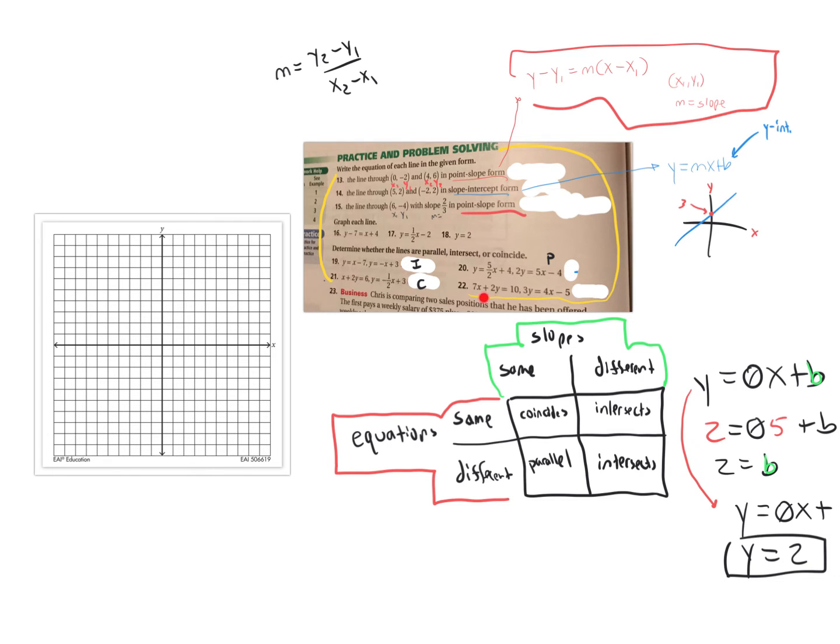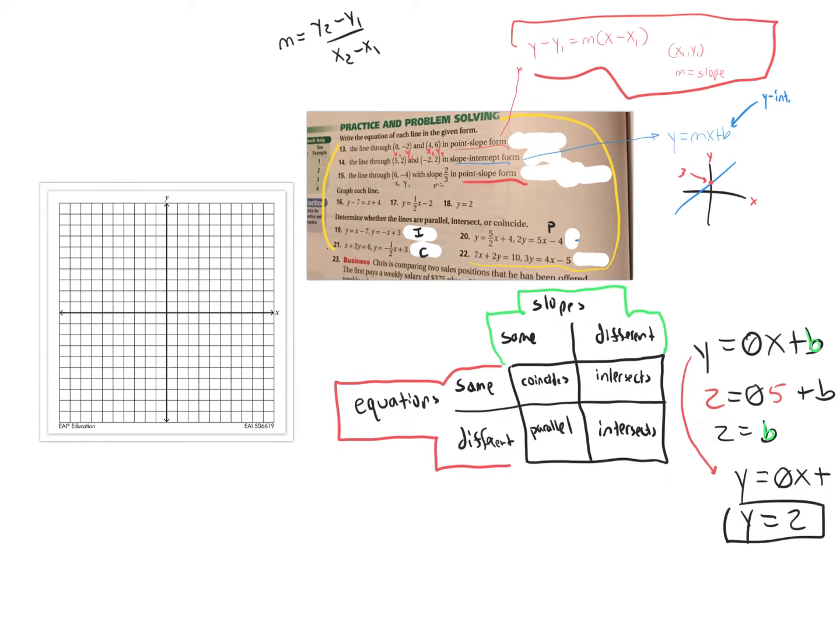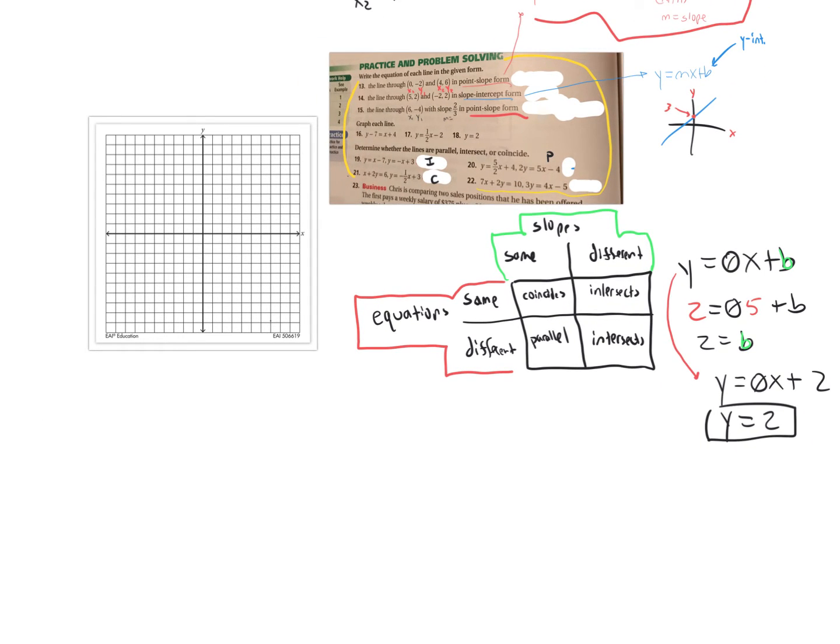Okay, looking at problem number 22, 7x plus 2y equals 10 and 3y equals 4x minus 5. So I would say let's put them both in slope-intercept form first. Now this one's kind of annoying, but we have 7x plus 2y equals 10. And what we're going to do is try to get this to look like y equals mx plus b, right? That's what we want to do basically for all these.